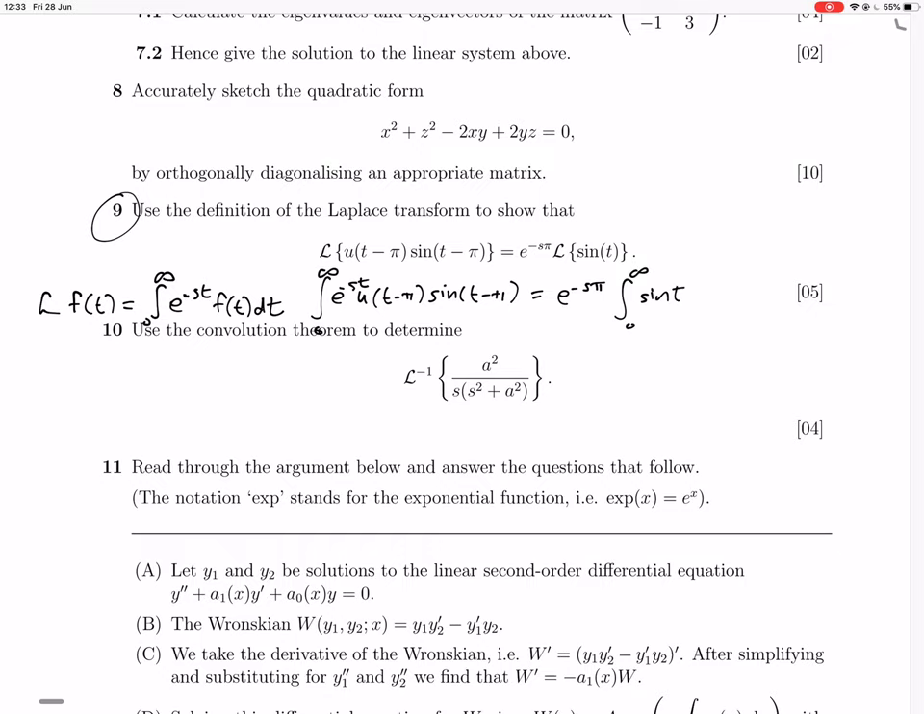Now, u(t minus pi) is a step function. It's 0 until pi, and then it's 1. So it basically means that you cut off the part from pi to infinity of the integral, right? So you have e^(-st), then it's 1 after this, so sine of (t minus pi). That's the left-hand side. We're trying to show that that's equal to e^(-s pi) times the integral of e^(-st) sine t.